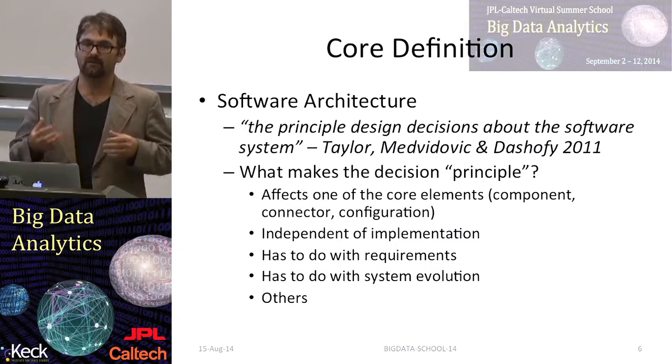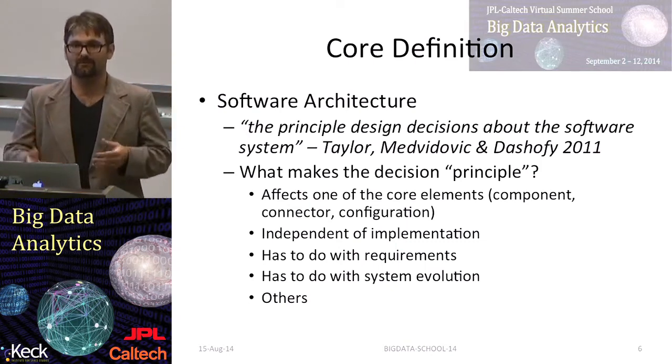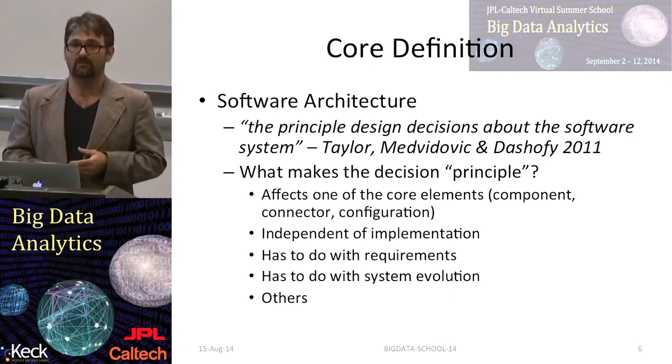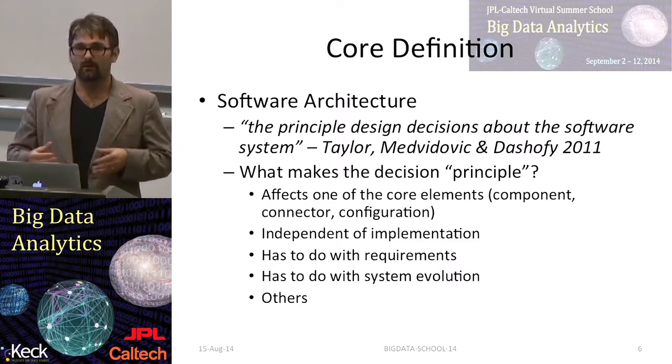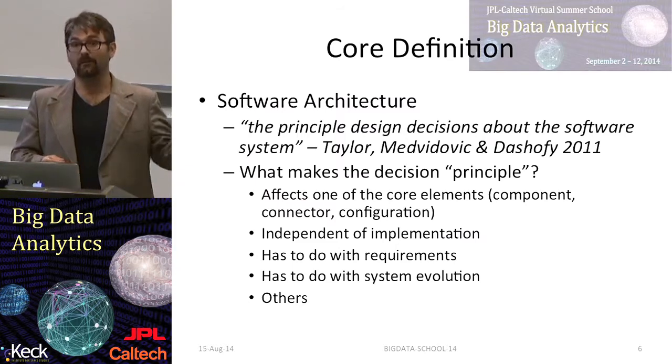Okay, so these are various examples of what makes a decision principal, and as you can tell from these various examples, it may be dependent on different stakeholders in the software system, right? Your manager may have a different perspective of what represents a principal architectural decision than, say, your buddy tester developer.